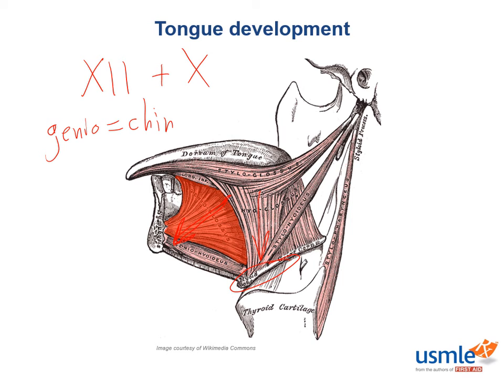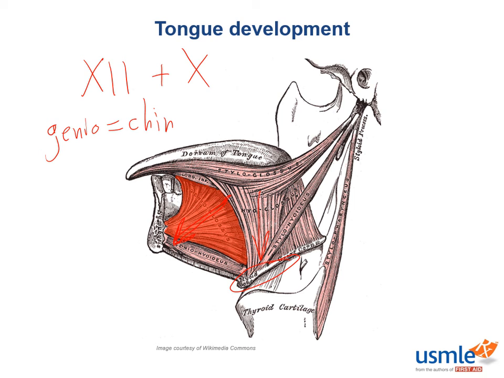Styloglossus reminds me of style. The tongue is kind of boring. What is the most stylish way you can make a shape with your tongue? Roll it into a straw. The styloglossus is responsible for drawing the sides of the tongue up to make a trough.